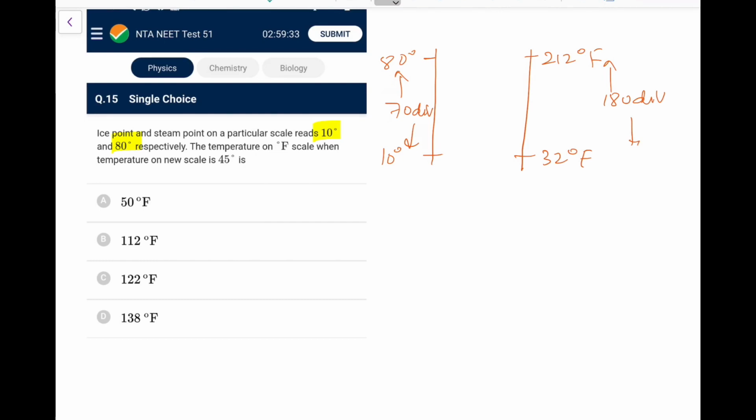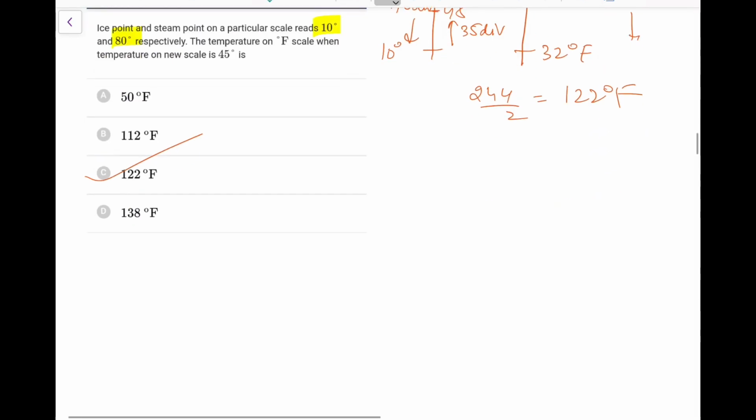Now 45. For 45 here you have moved by 35 divisions. Because you have moved by 35 divisions, you can directly say it will also be in between. It is (80 plus 10) by 2, so this is also the average of 212 plus 32, by 2. That is 244 by 2, sorry, my calculation was not right earlier. So 244 by 2 gives you 122 degrees Fahrenheit. It's an easy one because it's a midpoint.